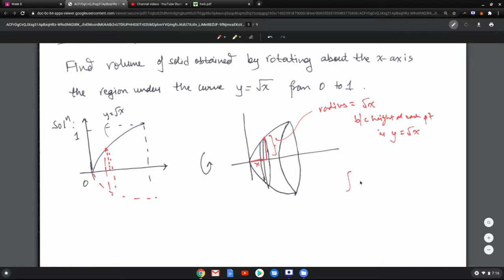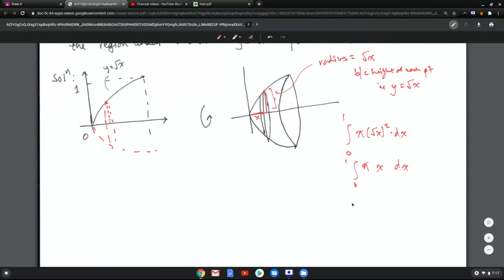So my volume is dV, which is pi r squared, that's the area of the circle, dx as x goes from 0 to 1, or pi integral from 0 to 1 of x dx, which is pi over 2 x squared from 0 to 1. So the volume is pi over 2.